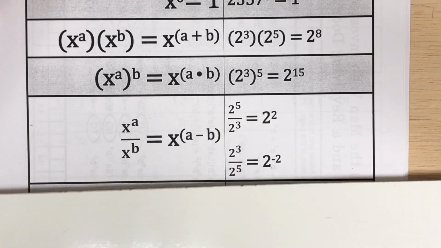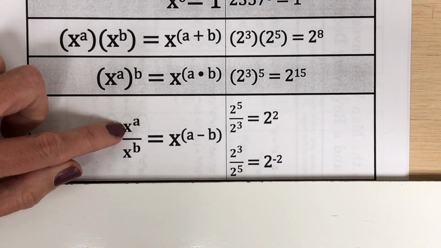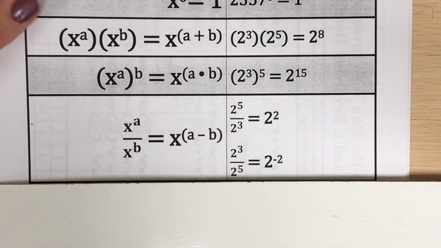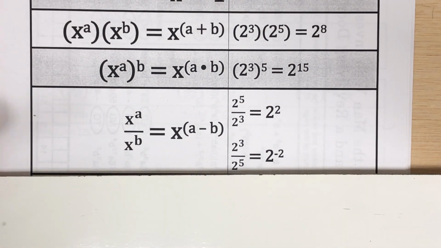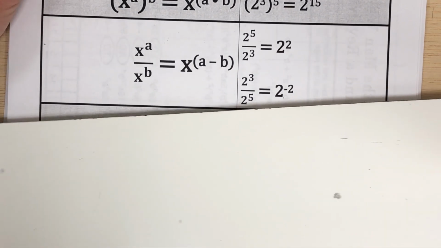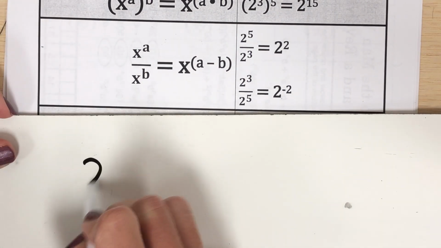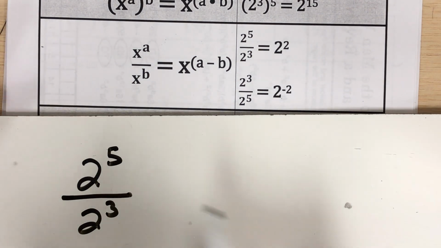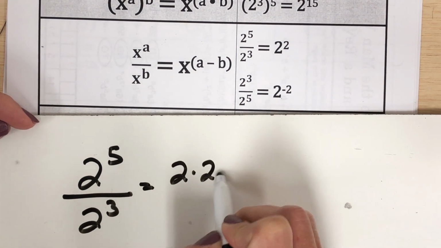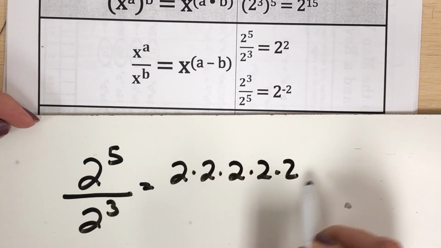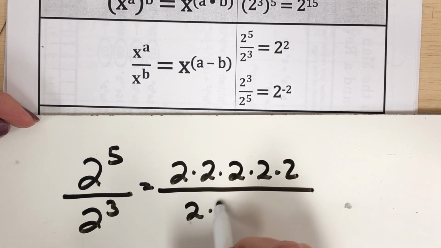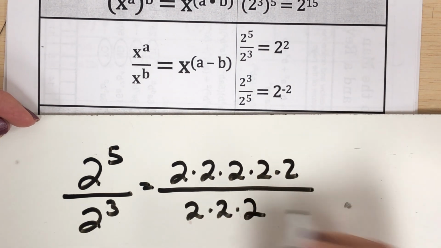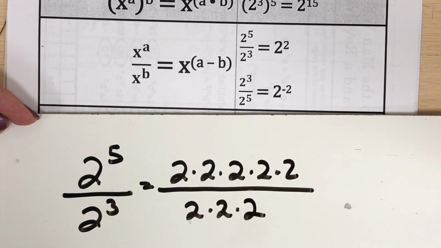Next one, when we are dividing, when we have the same base, we subtract our exponents. And why does that work? Again, if you understand why the rule works, you can recreate it whenever you need to. So 2 to the 5th divided by 2 to the 3rd, same base. If I were to write this out the long way, in my numerator I have 5 2's. In my denominator, I have 3 2's. And then I can just simplify.